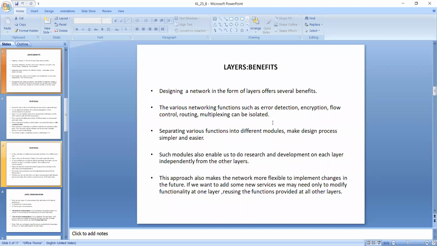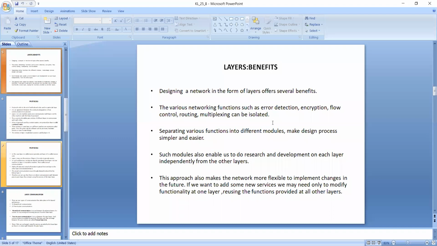Next, the third important benefit is that since the functions are placed in different modules, we can do research and development on each layer independently from another layer. If we want to do research in encryption, we can do research on that. If we want to make recent developments in encryption, we can do it independently because it is separated from the other layers. So doing research and making developments in network functions is easy because they are separated from one another.